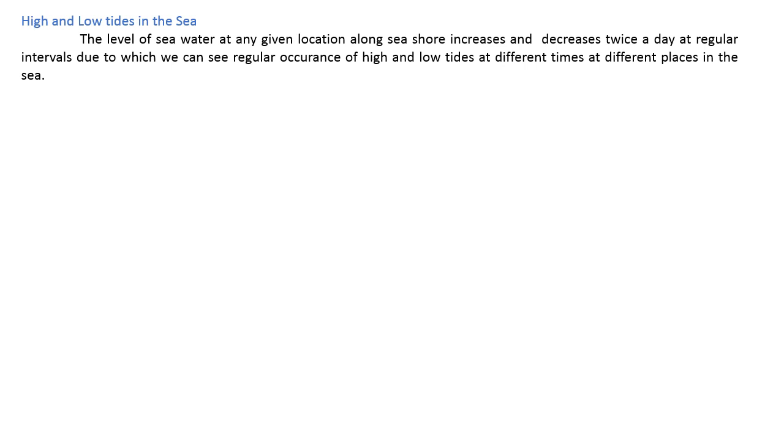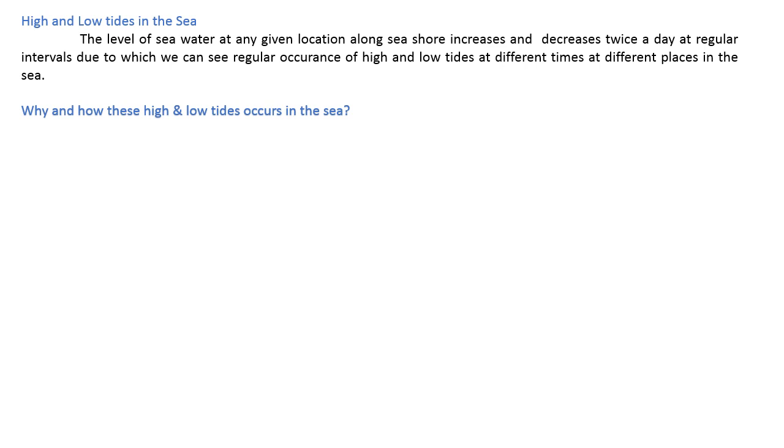Two times it's going to take place in a day, and it is going to be at different times in different places. So how is it happening, and why and how do these high and low tides occur in the sea?